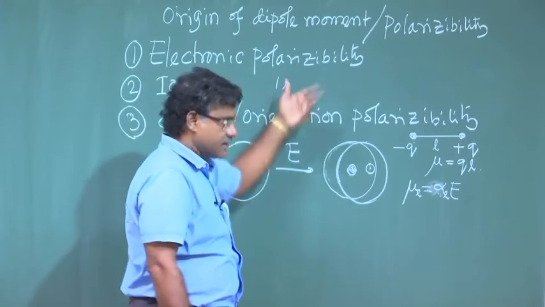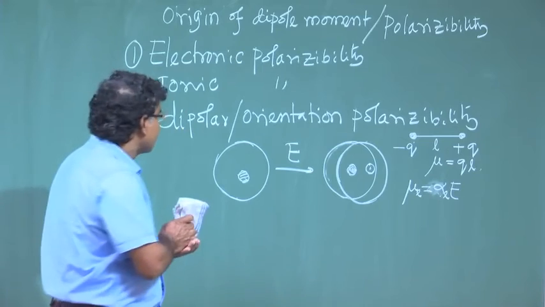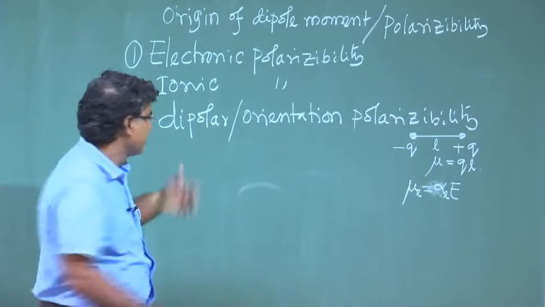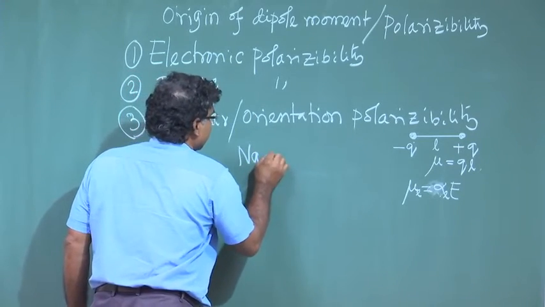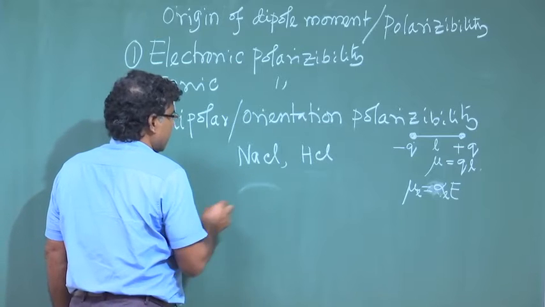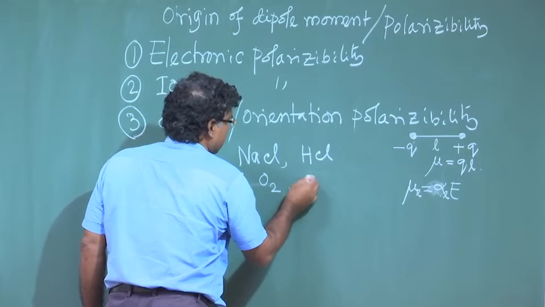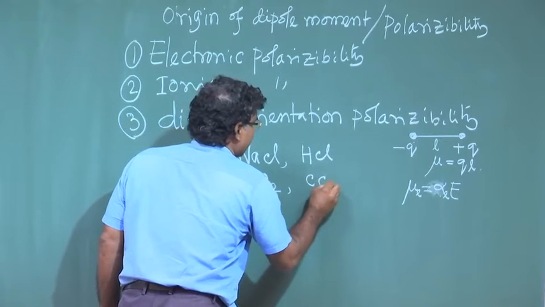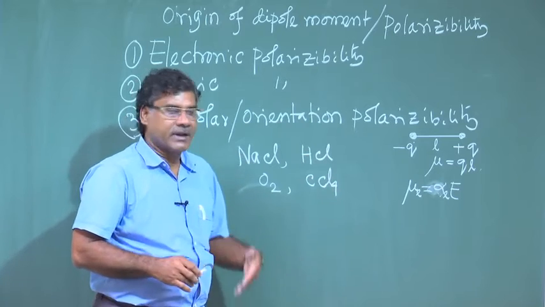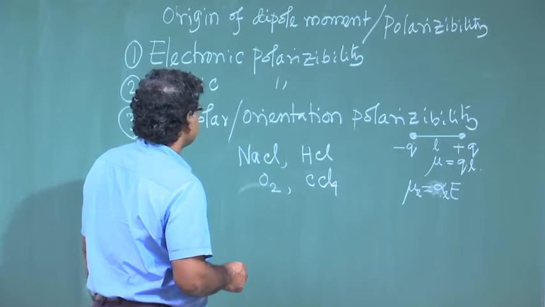And the second case is ionic dipole moment, ionic polarizability. So, that is seen for the ions basically, say sodium chloride, HCl molecule, okay. Then oxygen, then CCl4, okay. So, they are in ionic formation.